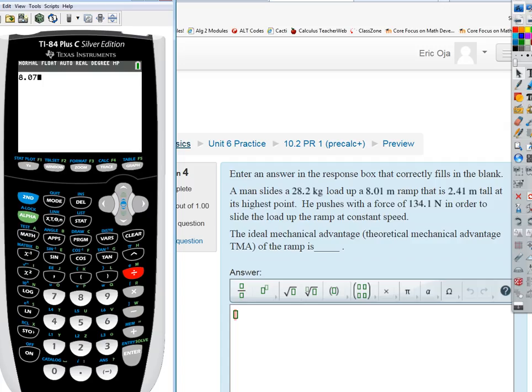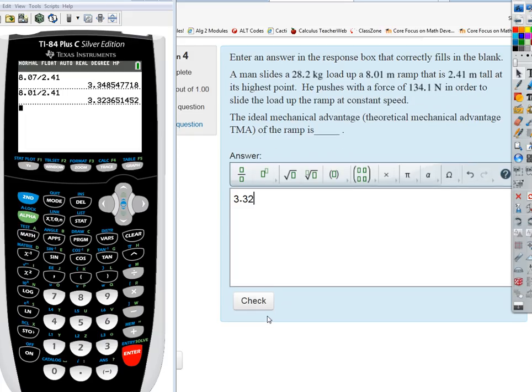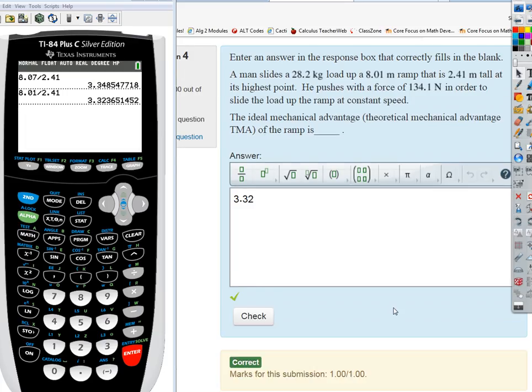Wait, for which one? So what do we get here? How many sig figs? We put 8.07. You just divide it like that for that. Oh, I did 8.07, you're right. What was I doing? So 3.32? Yeah, okay.